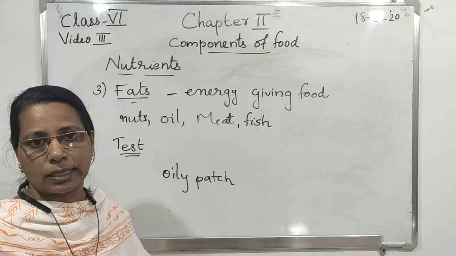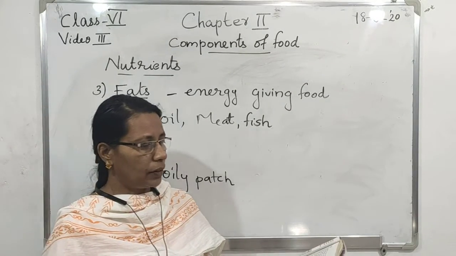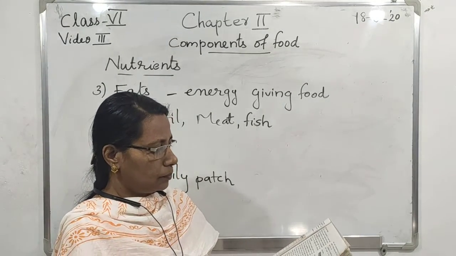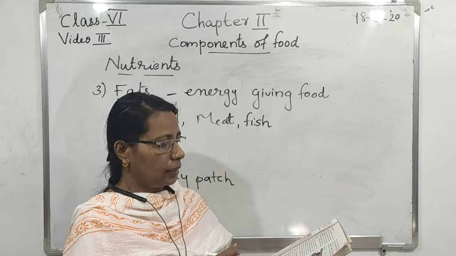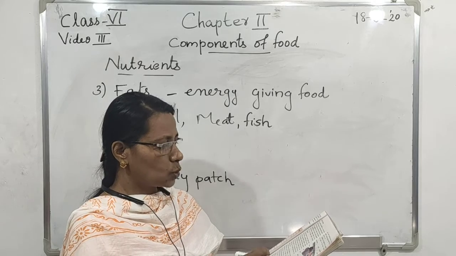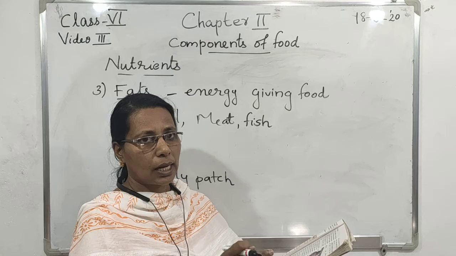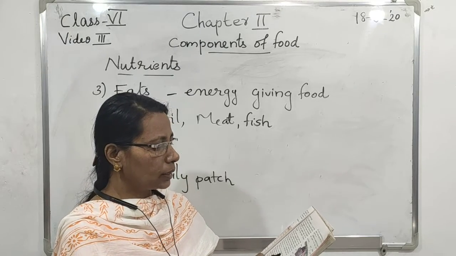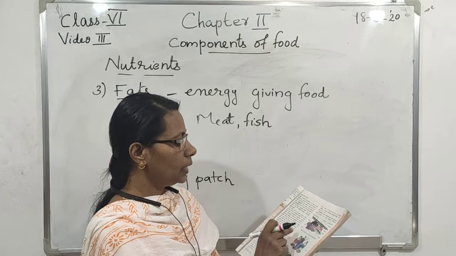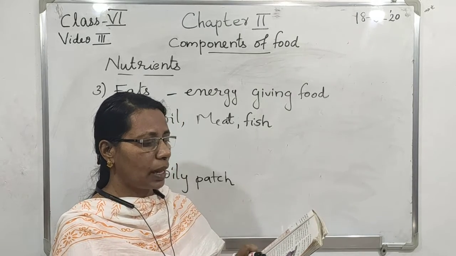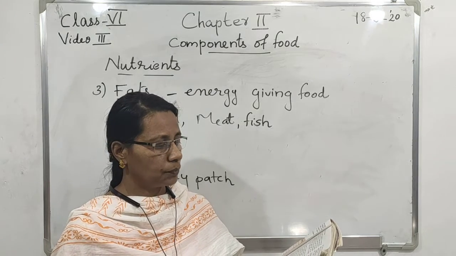Then take your textbook, page number 11. There are some pictures showing the sources of carbohydrates. See, what are the sources of carbohydrates? Potato, sweet potato, wheat, rice, bajra, maize, mango, melon, papaya, sugarcane and potato.